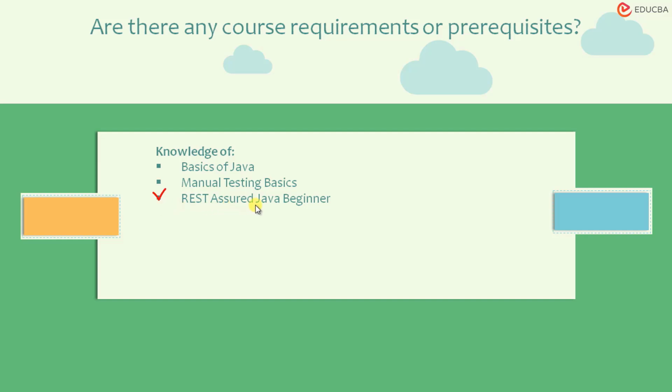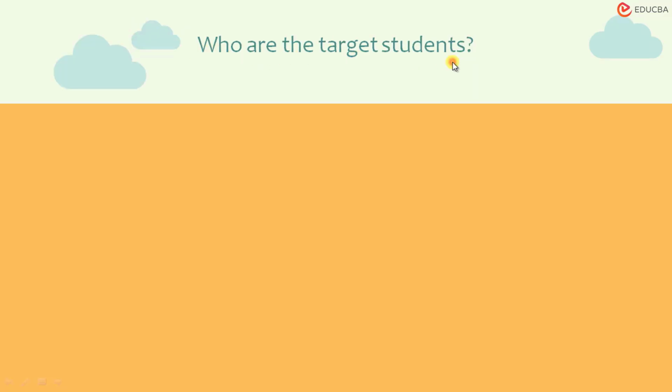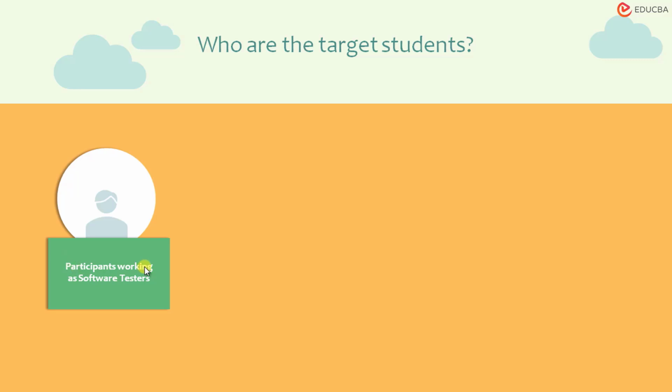So we should also know the basic knowledge of manual testing. Then REST assured Java beginners. So you should have the beginner's knowledge also for REST assured Java in order to continue with the intermediate level. And the following software should be installed in your system: Eclipse, REST assured Java plugins or the jar files for REST assured Java, and Postman. Who are the target students? Any participant who is working as a software tester or who is willing to work as a software tester can learn this course.